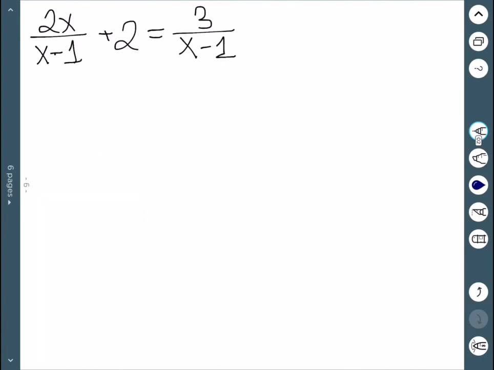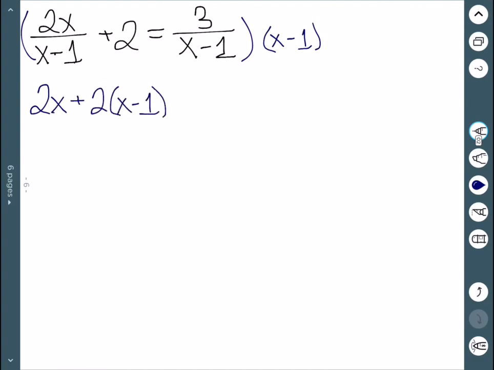And we'll do one last example. Once again, we're going to multiply by our denominator, which in this case is x minus 1. 2x over x minus 1 times x minus 1 is just 2x. We then have 2 times x minus 1. And 3 over x minus 1 times x minus 1 is just 3.